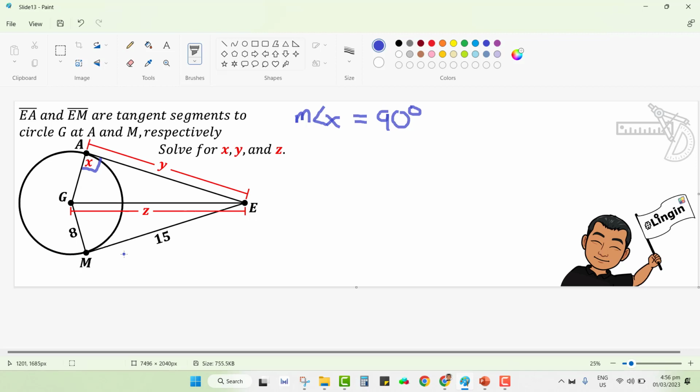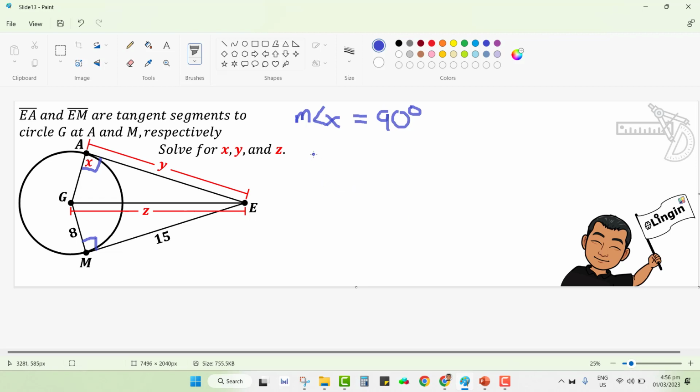Conversely, looking at the bottom, we know that ME or EM is also a tangent segment, and GM or MG is also a radius. So the angle formed here is automatically 90 degrees, or a right angle. Now, X is already done, but Y and Z are no longer angles. They are measurements of segments.